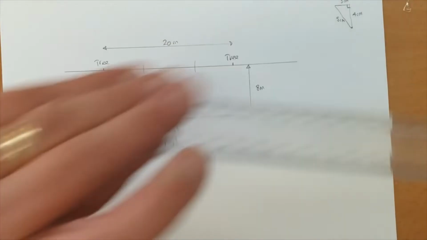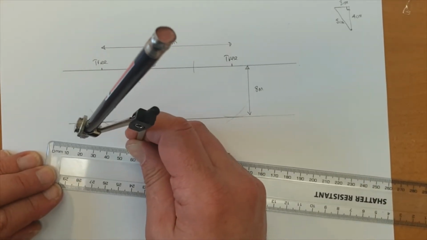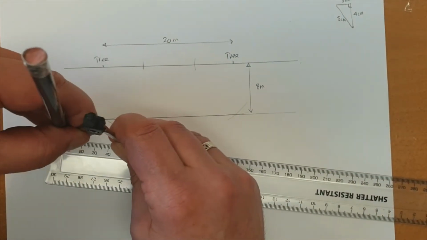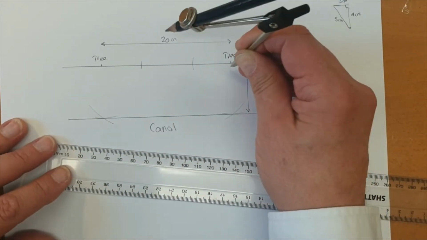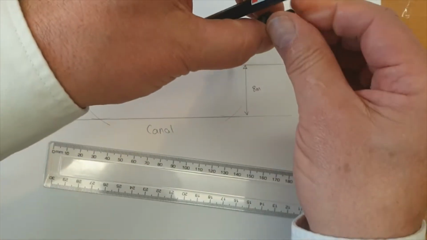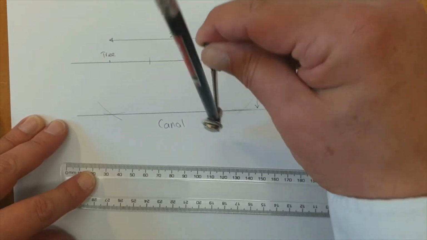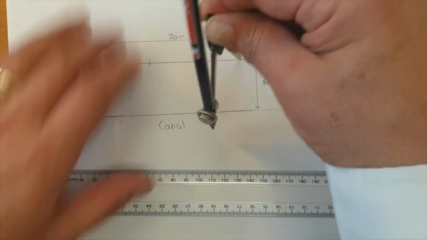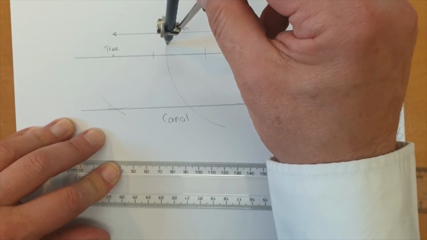So the first thing I'm going to do is within 12 metres, that's 6 centimetres of either of the trees. So I'm going to open my compasses to 6 centimetres, that's 12 metres. And I'm just going to draw a circle around the trees. Now, in actual fact, you should have a circle all the way around the trees. I'm not going to need a circle all around the trees because I only need it within the garden. So I only need a part of the circle.